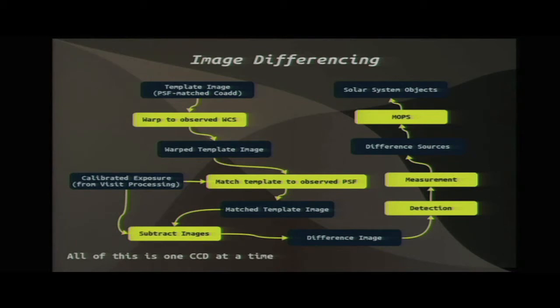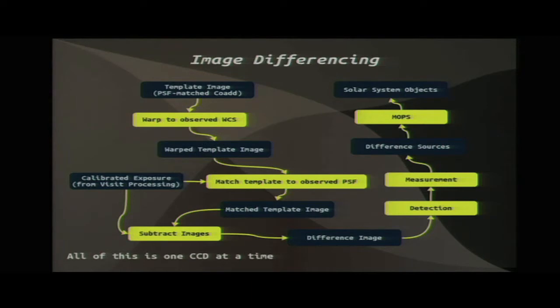We've got a PSF matched warp template image, and we subtract them. And this gives us a difference image in which only the things that move or change their flux or are brand new for the first time are in that image. We detect those, we measure those. At this point, we're probably not worried about deblending them because there's going to be so few of them. But you could imagine throwing a deblending step in here. This gives us different sources.